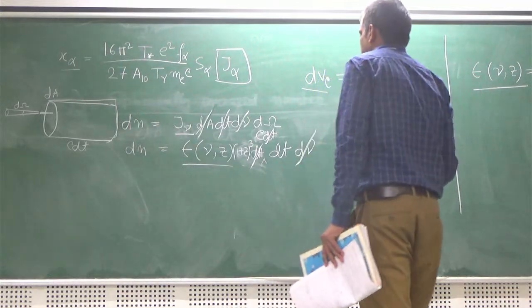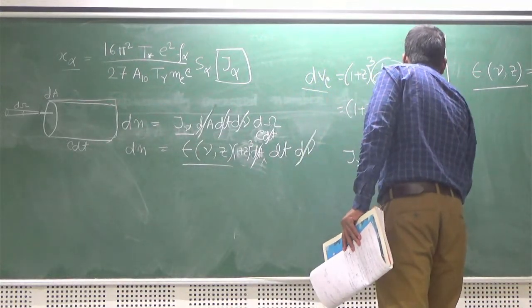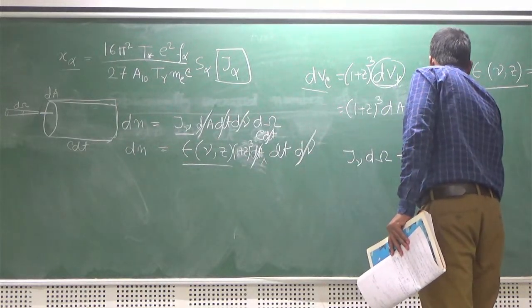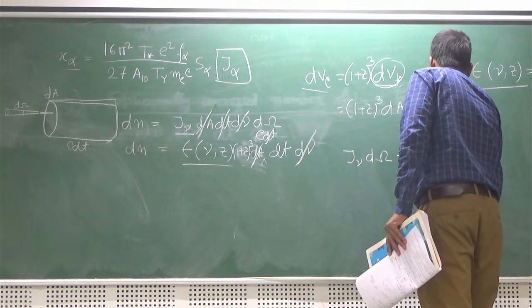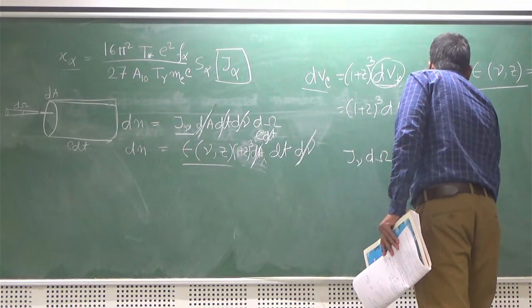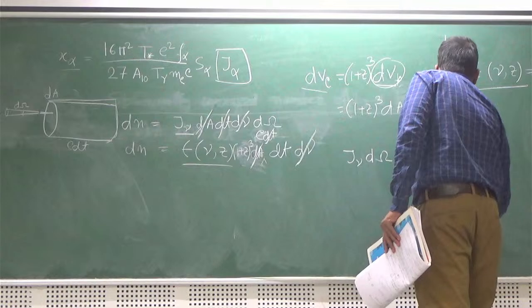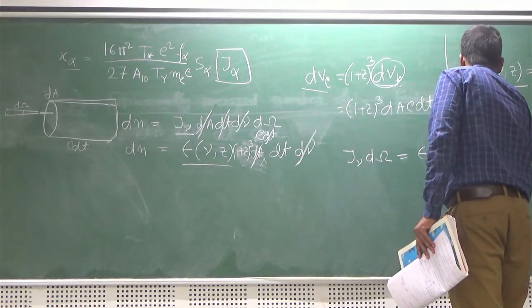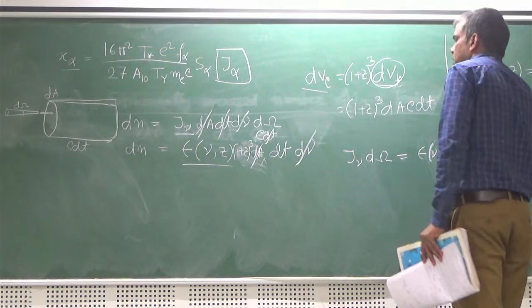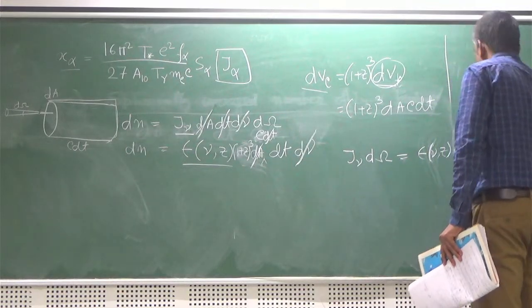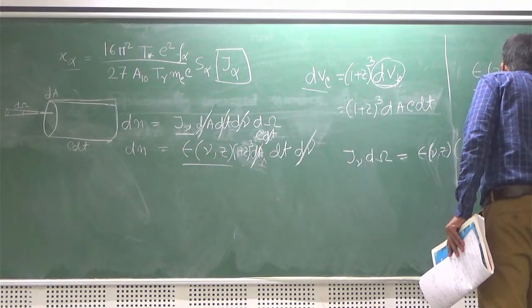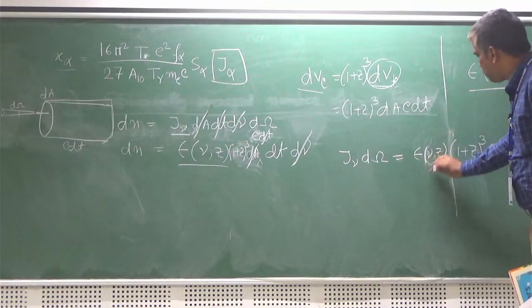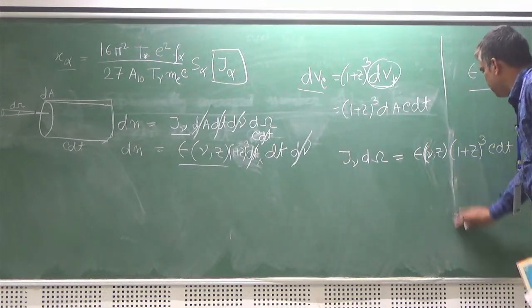d omega is equal to epsilon nu, and then 1 plus z cube, c dt. Okay. So this is how these two quantities are connected.